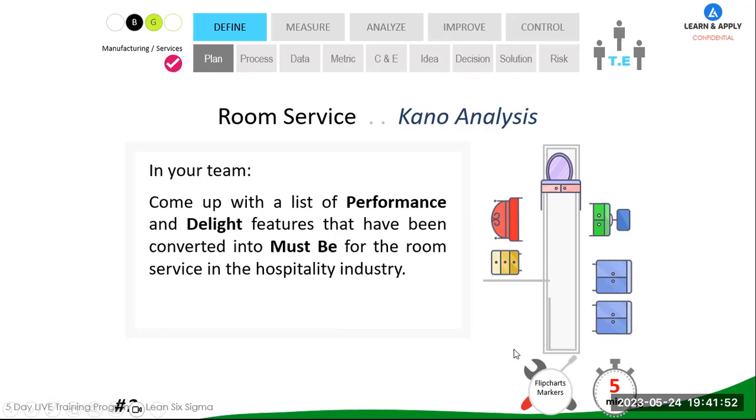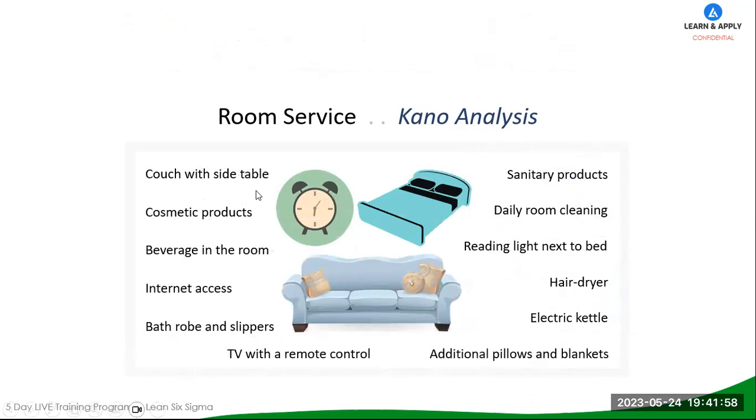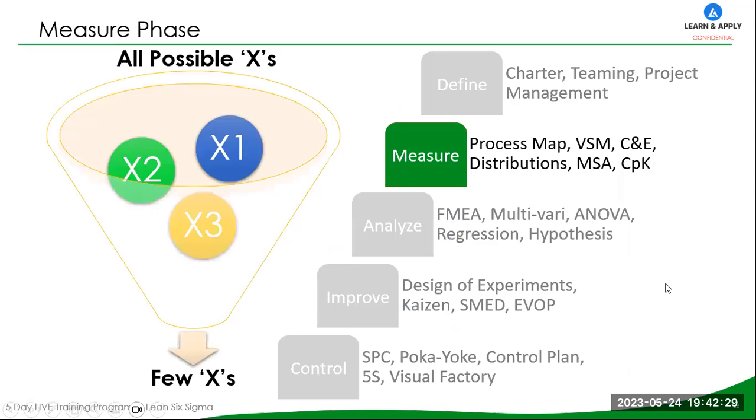This is room service within the hospitality services, and I'm going to share this picture with you. These are some items like a couch with side table, cosmetic products, beverages in the room, internet access. We need to classify all these product characteristics into performance, must-be, attractive, and indifferent. I will share this screenshot after the end of the training, so you need to do this. Can you do that? Yes. Great, that is the first exercise.